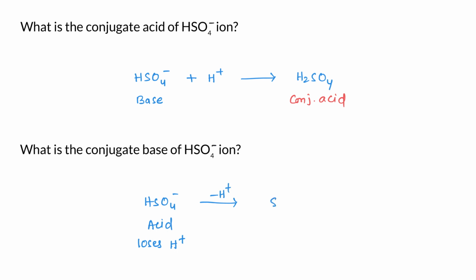If we remove a proton from HSO4 minus ion, we get SO4 2 minus ion. And the SO4 2 minus ion is the conjugate base of HSO4 minus ion. The HSO4 minus ion can both gain a proton or lose a proton. That is, it can act as a Bronsted-Lowry acid and base. These types of species are called amphoteric substances.